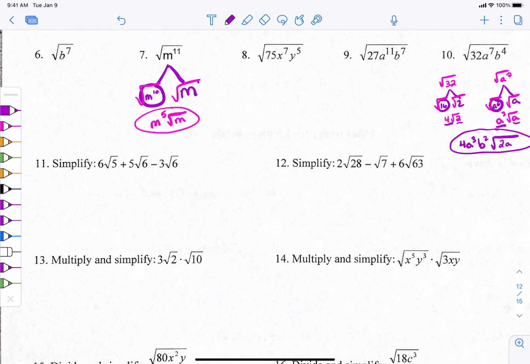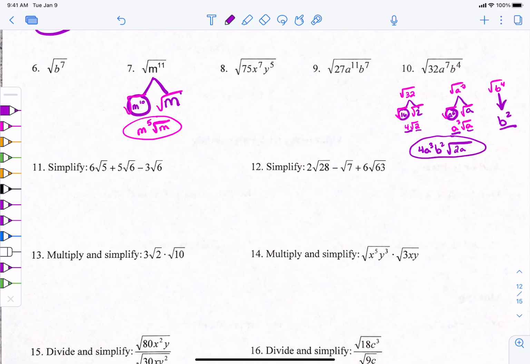You can't take square root of 75, can you? What do you do with 75? 15. He's doing 5 and 15. That's not the right combination. Think of quarters. 25 and 3. You break 25.